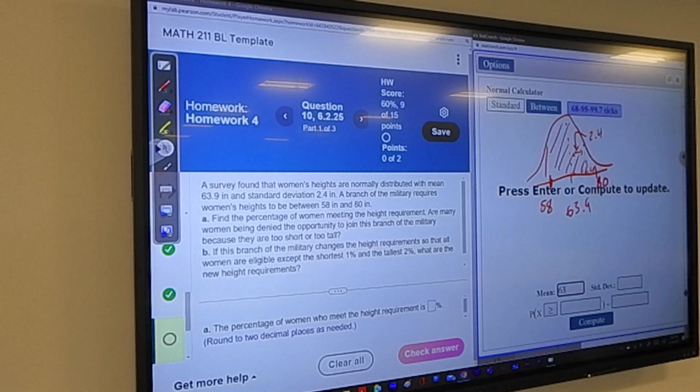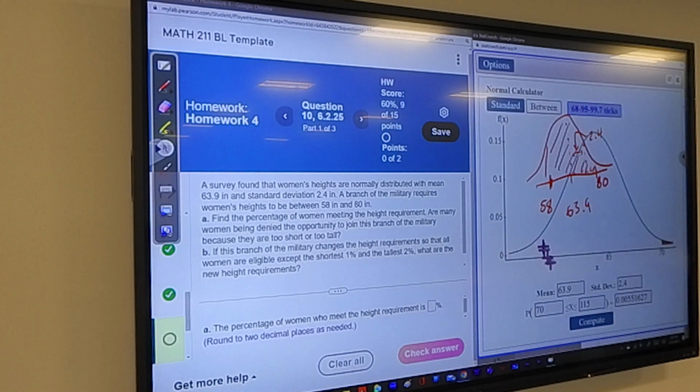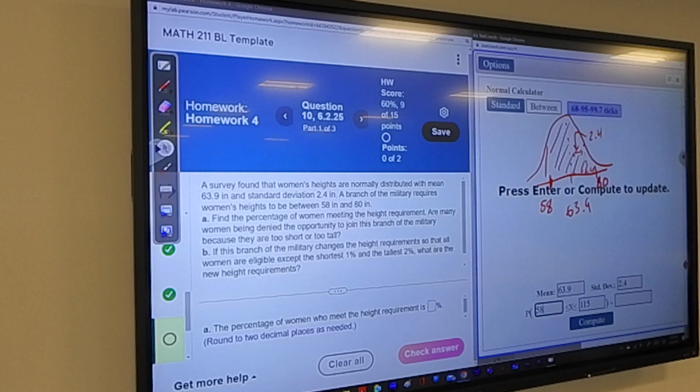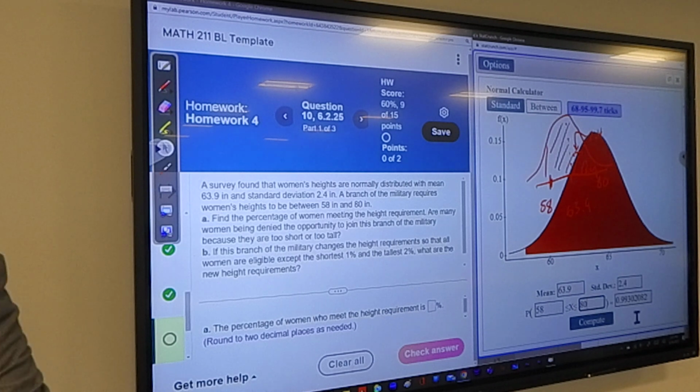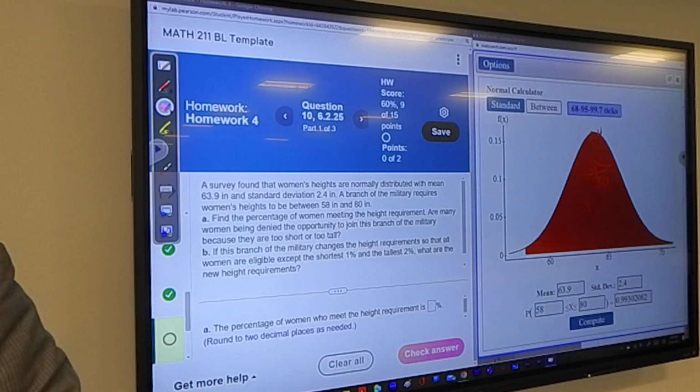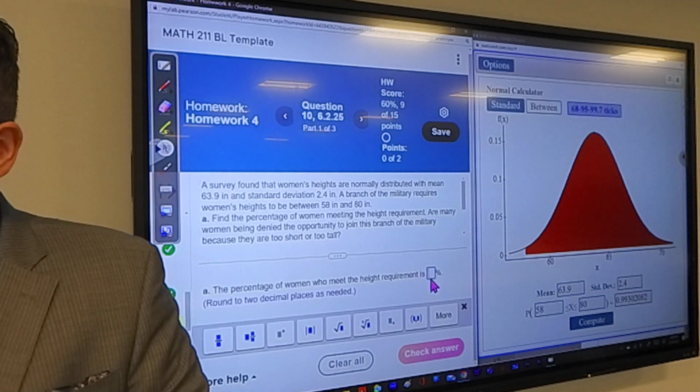So the mean is 63.9. Standard deviation is 2.4. And I guess I want it to be between 58 and 80. 0.3%. 0.30% rounded to 2 decimal places.